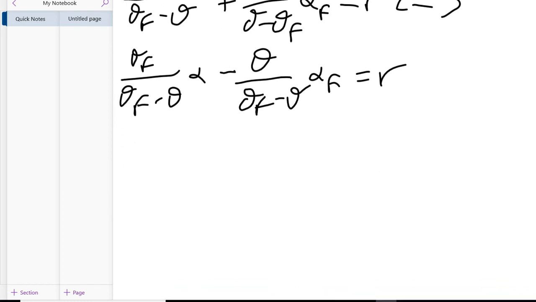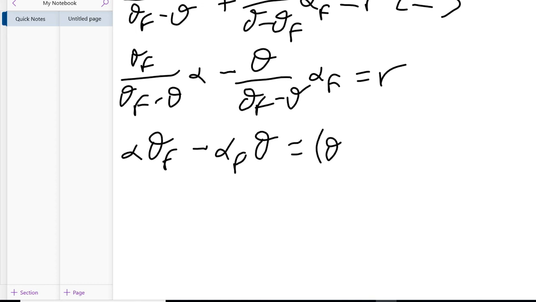So multiply both sides by sigma F minus sigma, so you get alpha sigma F minus alpha F sigma equals sigma F minus sigma times R. Okay. Actually, let me expand this out. So sigma R sigma F minus R sigma.